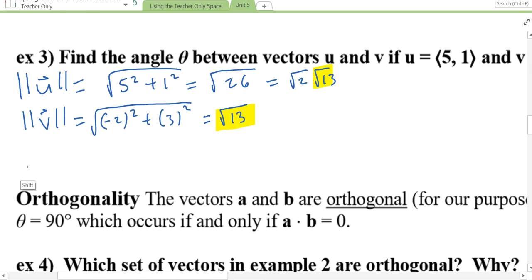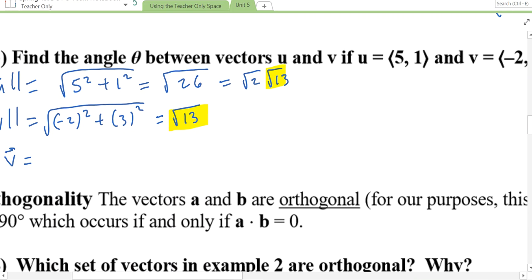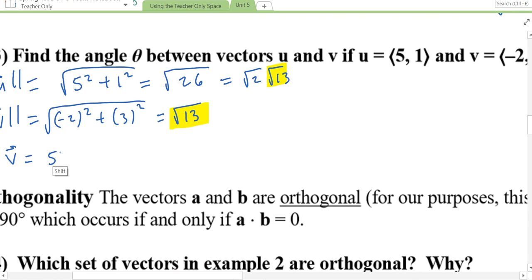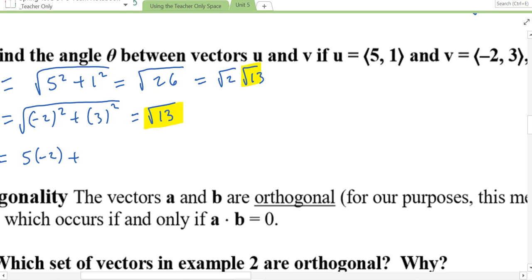I want the dot product, so I want u dot v, the vectors, and that's going to be the x's. So that's going to be 5 times negative 2, the product of the x's, plus the product of the y's, which is going to be 1 times 3, which means that's negative 10 plus 3 equals negative 7. So now we can go find the angle.